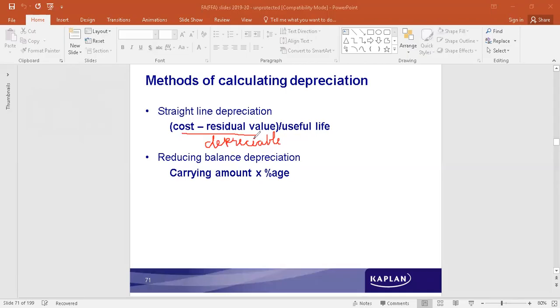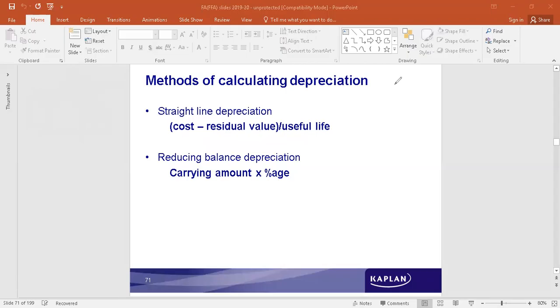If it is the reducing balance method, each year the amount of depreciation is deducted from the cost of the asset. Whatever is the balance, or the carrying value, on that again depreciation is calculated. So year after year it goes on like that. Those are the methods of calculating depreciation.